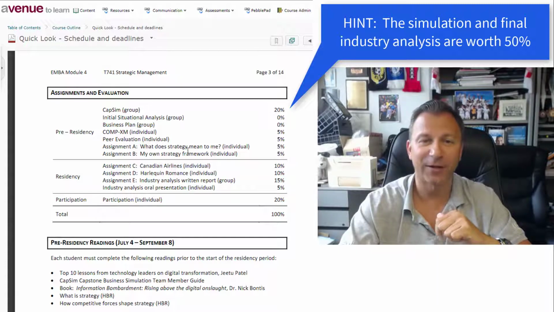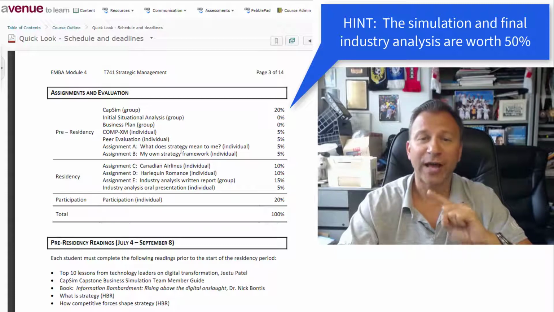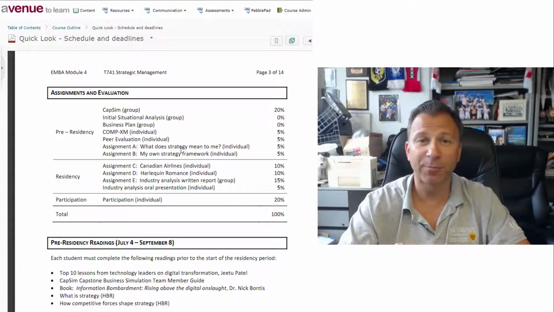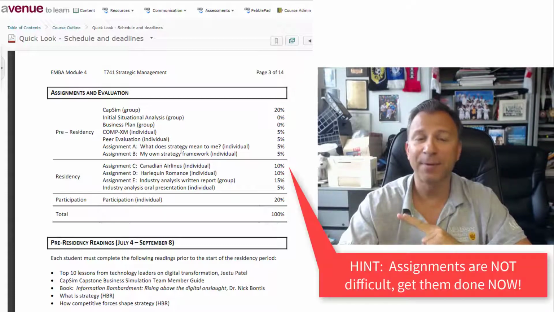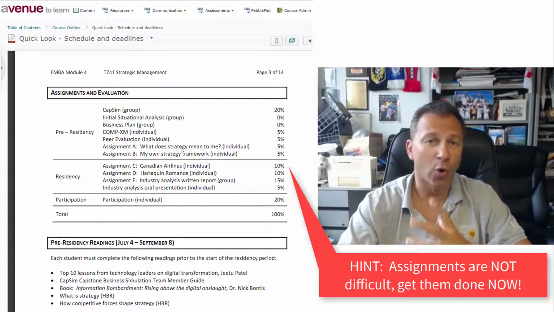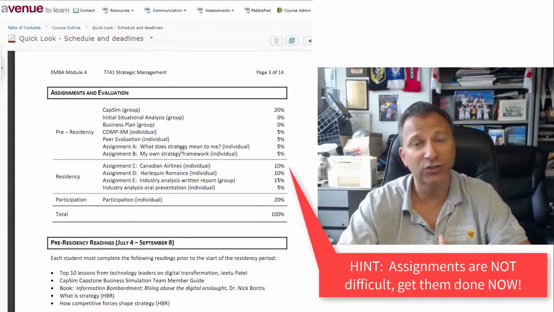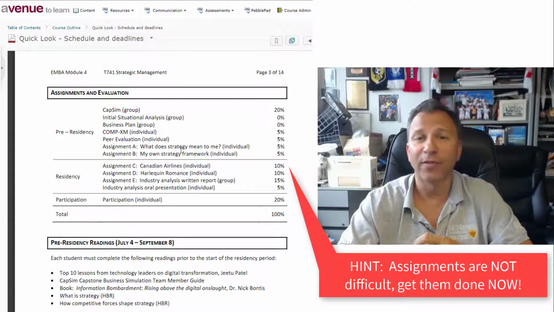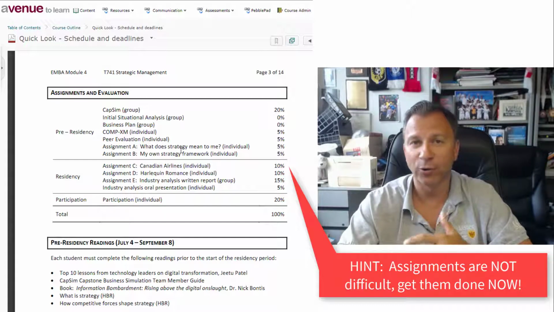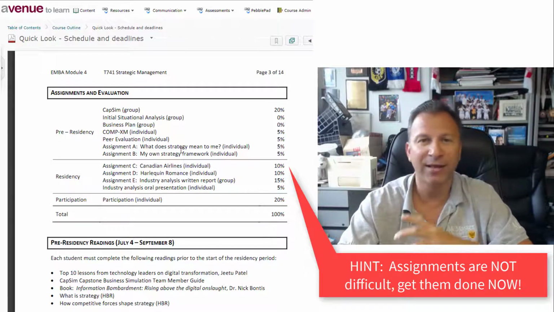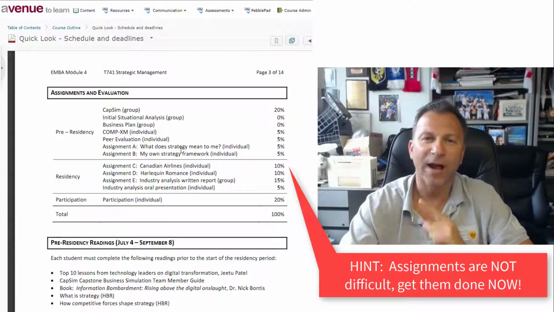That's another 5 marks. The first 2 assignments due at the pre-residency period are What does strategy mean to me? If you recall, that's the video that you're going to put together, a 120-second video. Assignment B is your own strategy framework. That's your 1-pager. You can either use your own strategy framework that you build from your own place of employment or your own research, or that you piggyback off of other ones like PEST or SWOT or Red Ocean, Blue Ocean, or Diamond E or VRIO, or any of the dozens and dozens of strategic frameworks that are out there. You can Google those and find the one that you like in a nice infographic 1-pager.